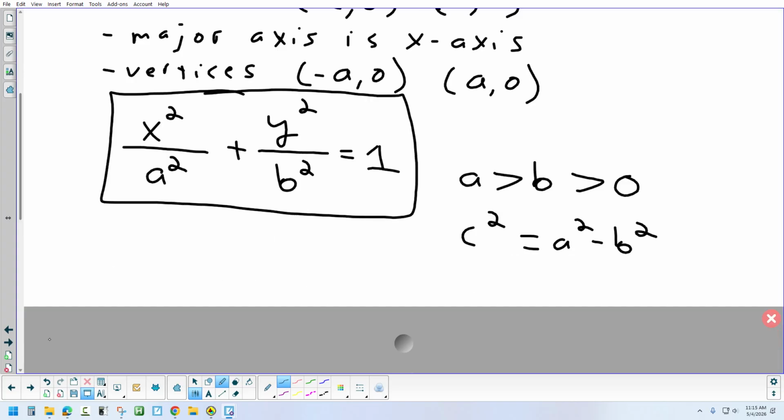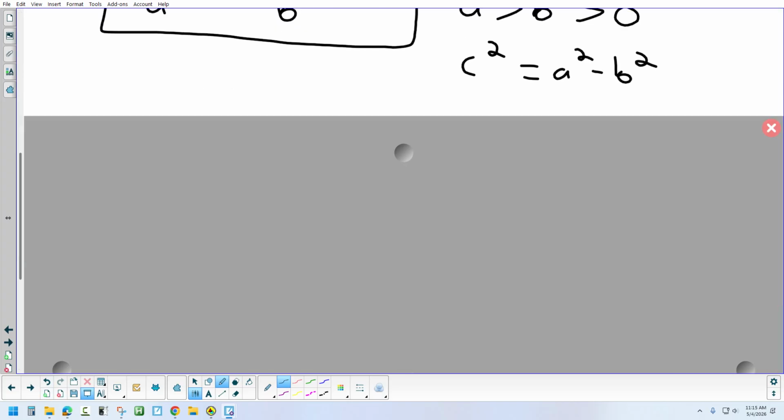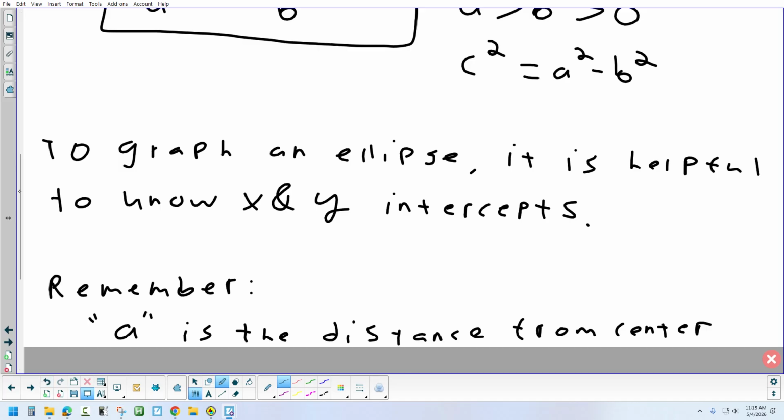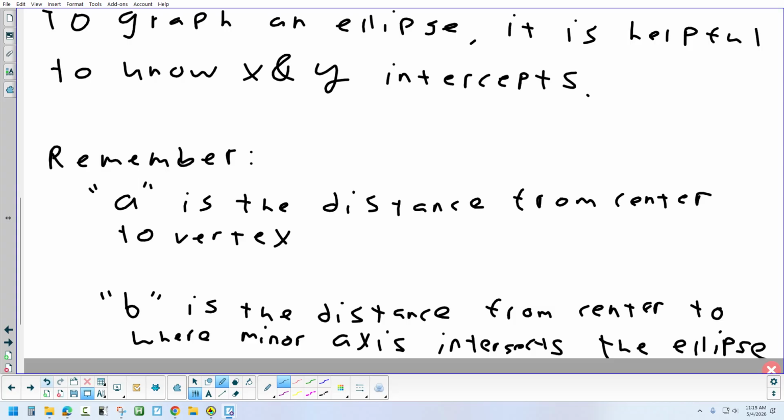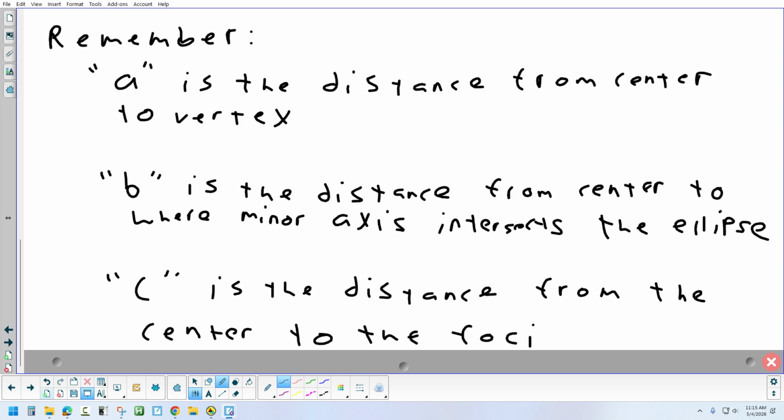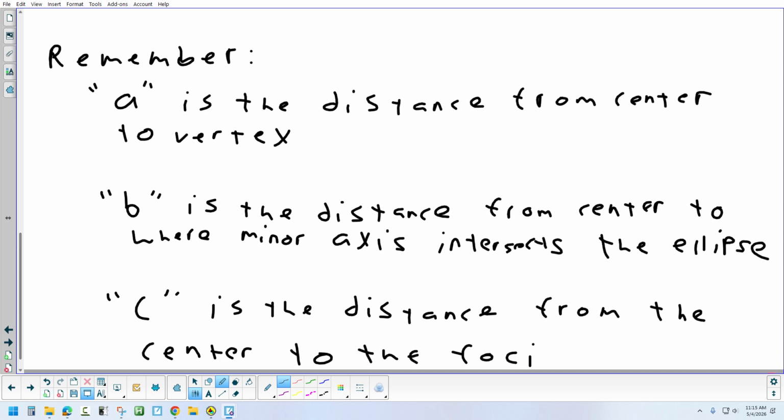So let me explain what B is. Actually, I'm going to write them down right here. A is the distance from the center to the vertex. C is center to focus. And B is the distance from the center to where the minor axis hits the ellipse. So if you know A and B, you basically know the points of the 4 edges. I call them like the edges of your ellipse.